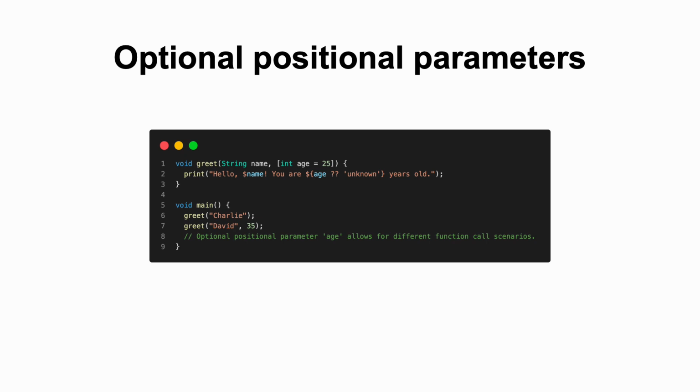In our example, we have a greet function that takes a name as a required parameter and an optional positional parameter, age. If you provide an age, it's used in the greeting, otherwise, a default value of 25 is used. This way, the function accommodates different scenarios, making it more adaptable to varying situations.